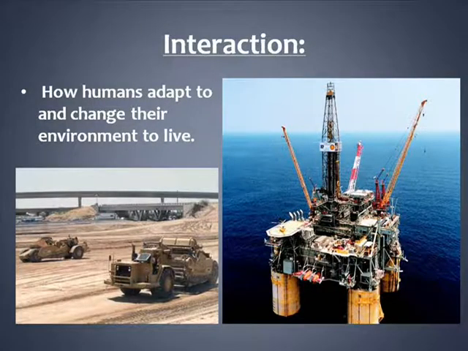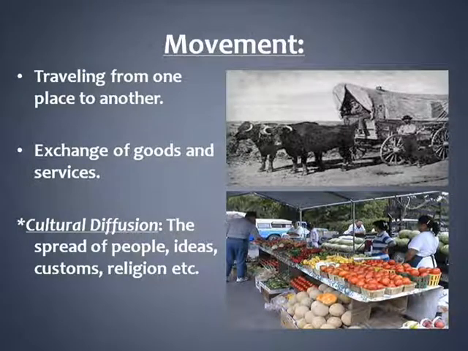Next, we come to the theme of movement, and that's traveling from one place to another. It's the exchange of goods and services, also known as cultural diffusion. And this is the spread of people, ideas, customs, religions, anything that makes a people unique as they come into contact with other peoples, whether it's through trade, through war, through just living near each other. How do their cultures kind of mesh together?